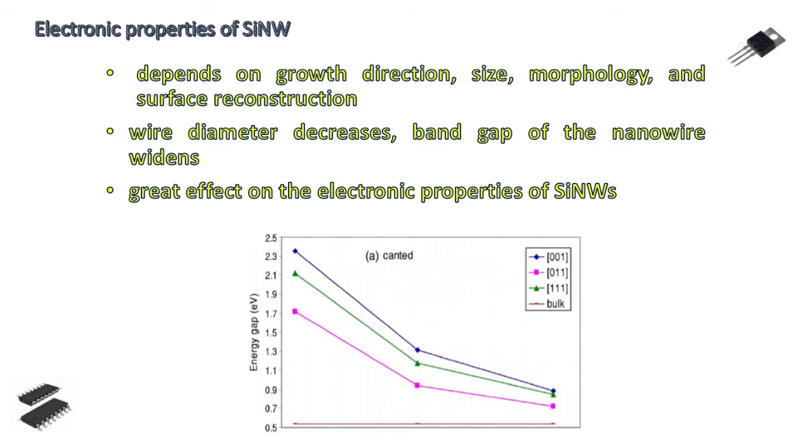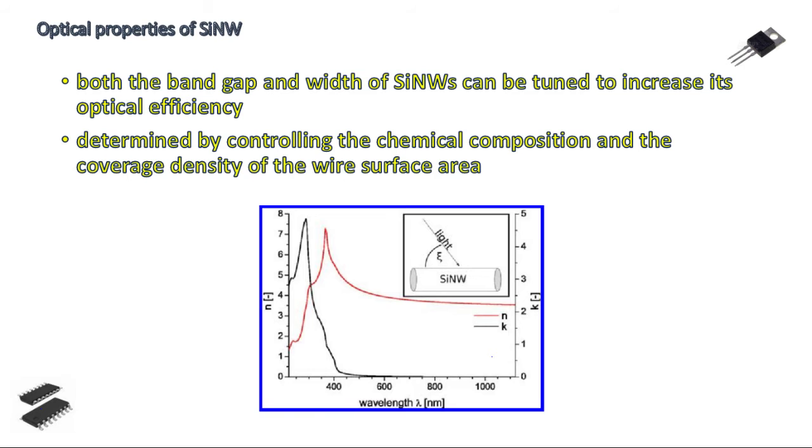and surface reconstruction. As the wire diameter decreases, the band gap of the nanowire widens and deviates gradually from that of bulk silicon. Controlling the band gap width can open new doors to the application of silicon nanowires in optoelectronics fields, such that both the band gap and width of silicon nanowires can be tuned to increase their optical efficiency.